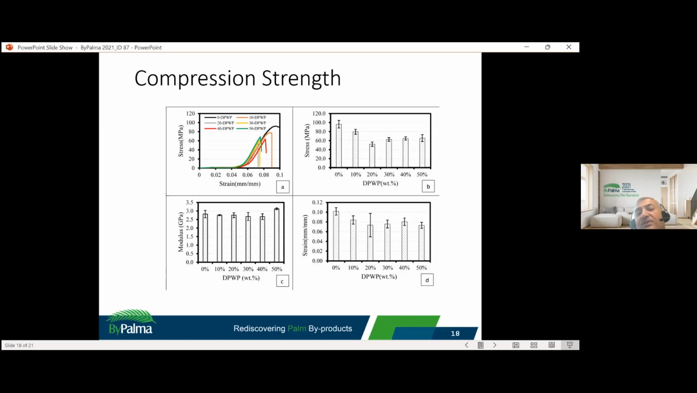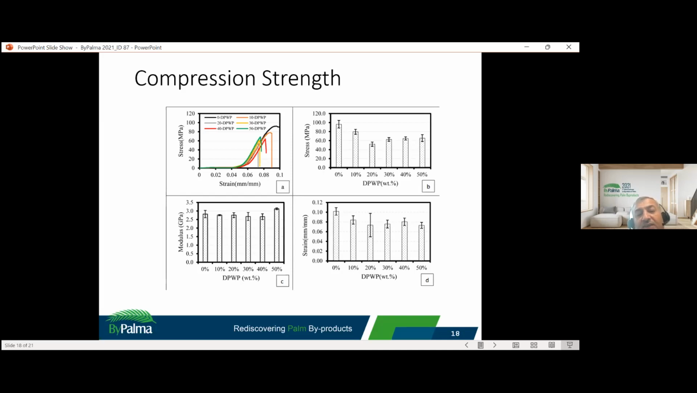It can reach about 60 megapascal, which is much, much higher than the mechanical strength of the traditional insulators. And at the same time, it is in the same range of the compression strength of the construction materials. Therefore, the chance for this material to be used in construction is relatively high.